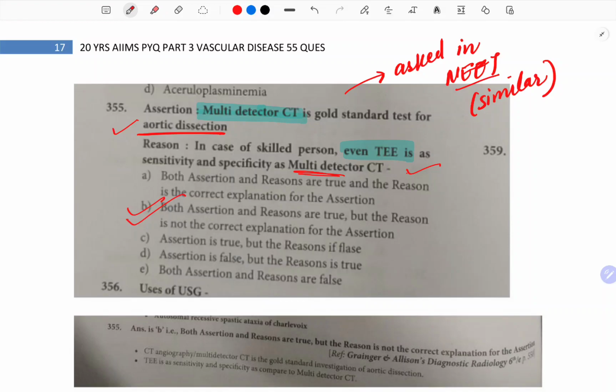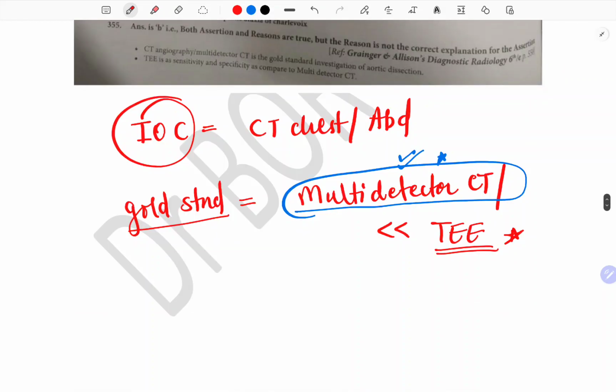Now, this pattern of questions was asked before 2019, specifically in 2019, and similar questions on this topic are asked in NEET as well. So you can look, the investigation of choice is CT chest and abdomen, but the gold standard is multi-detector CT.